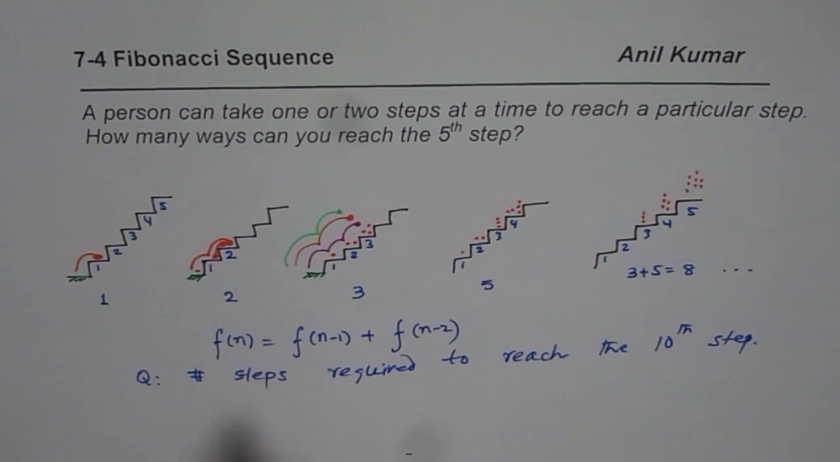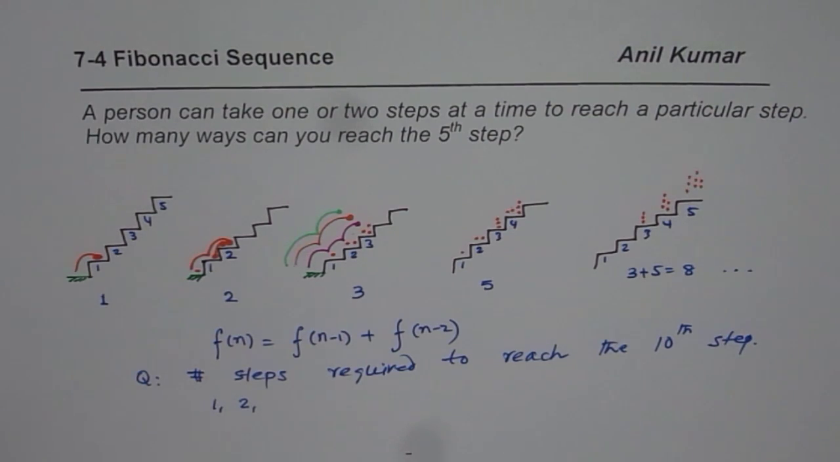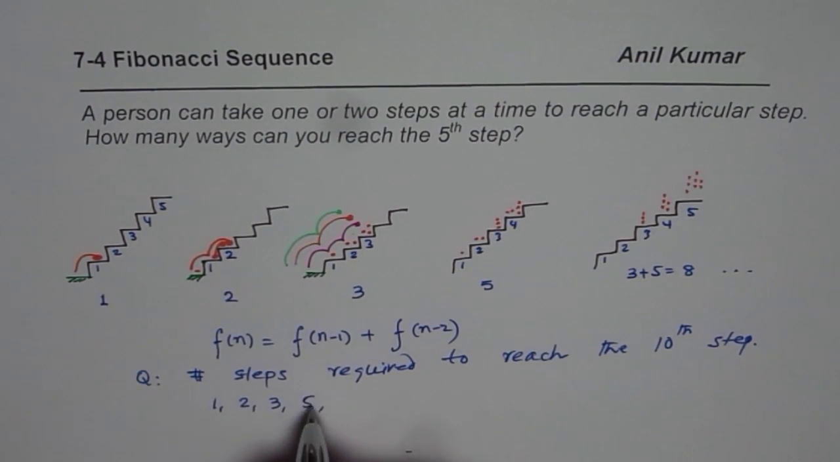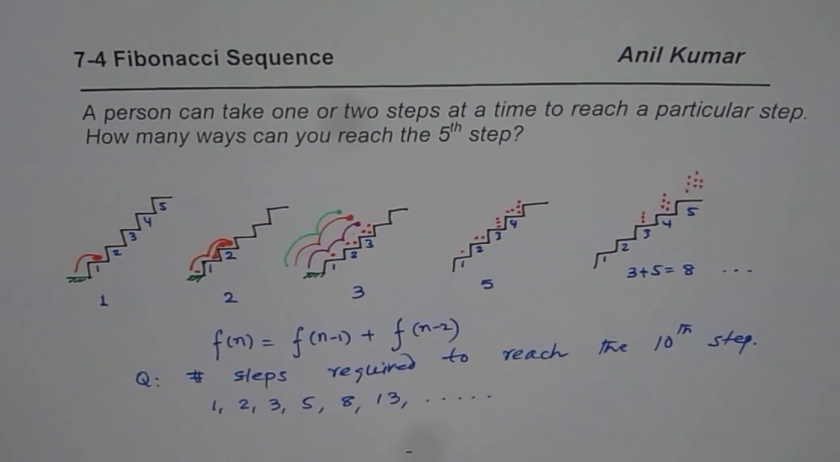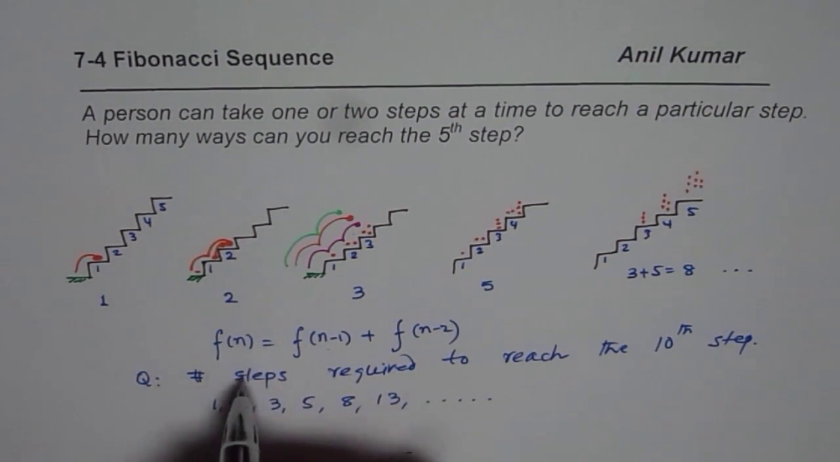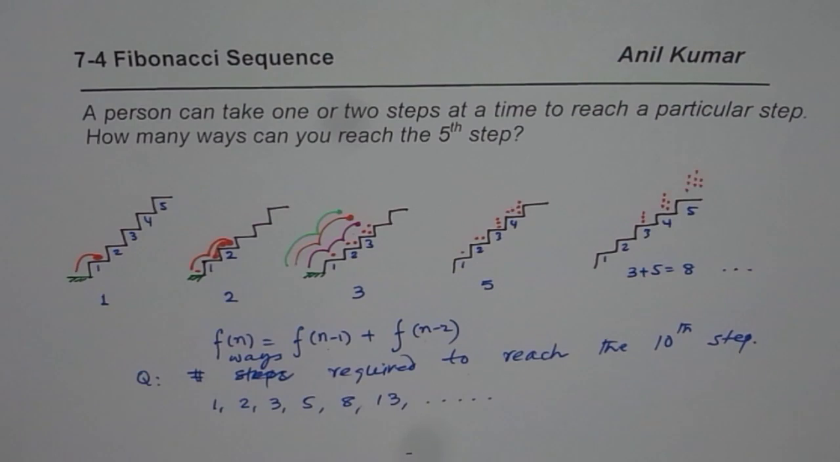The method is for first step it is 1, for two step it is 2, and for every other step it is addition of previous 2, correct? So when you add 1 and 2 you get 3, when you add 2 plus 3 you get 5, 5 plus 3, 8, 8 plus 5, 13, and so on, right? So once you add this series in this fashion, applying the formula which I have already given to you, you can figure out the number of ways required to reach the 10th step, right?